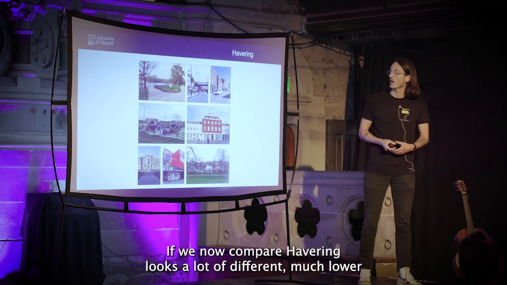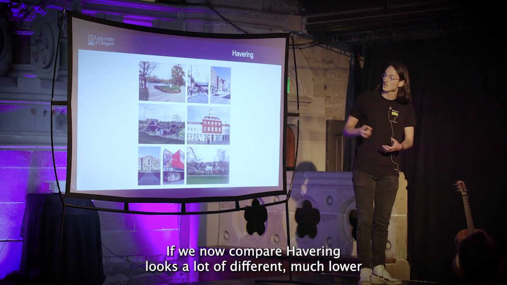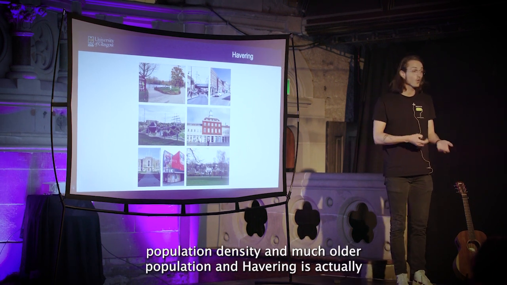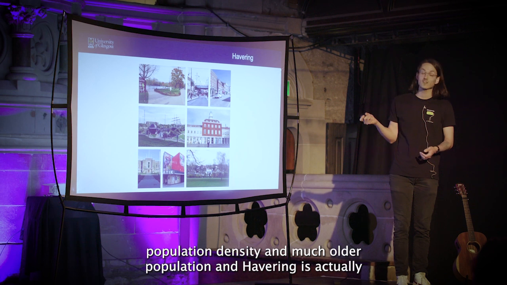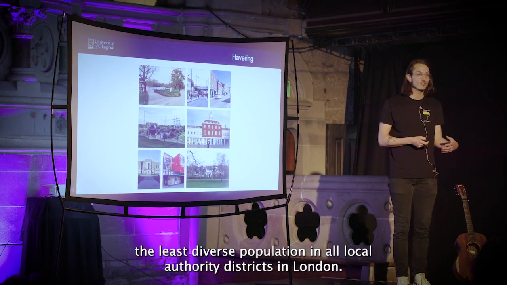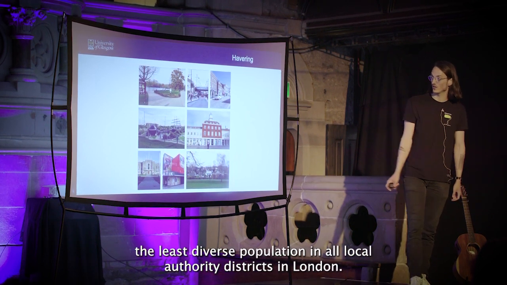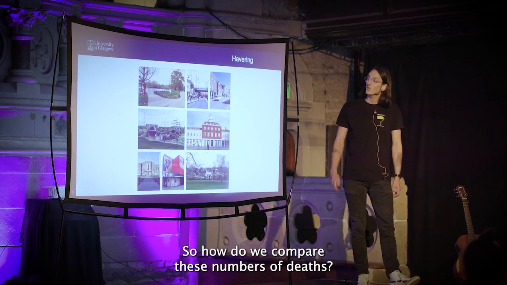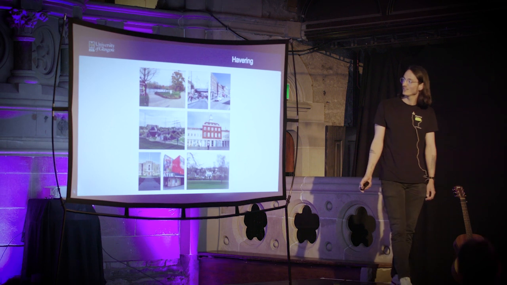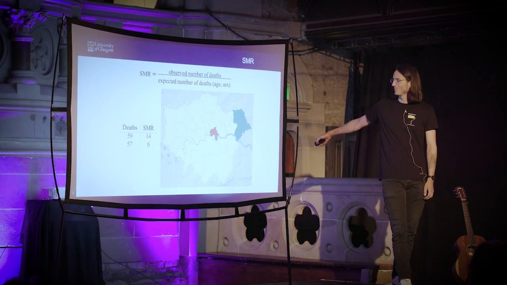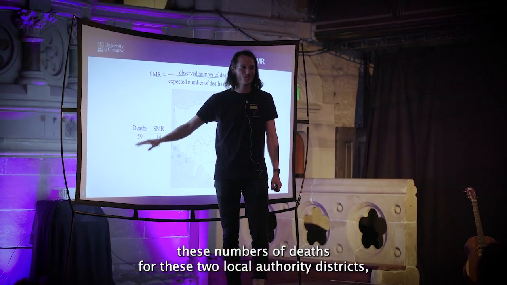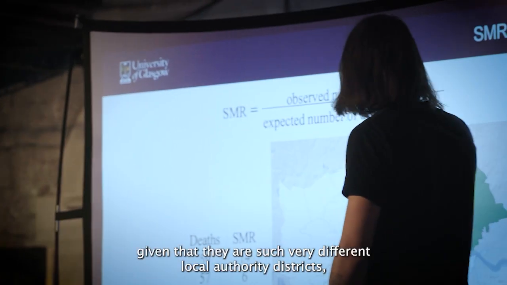If we now compare Havering, it looks a lot different. Much lower population density, much older population, and Havering is actually the least diverse population of all local authority districts in London. So 2 very different local authority districts. So how do we compare these numbers of deaths for these 2 local authority districts, given that they are such very different local authority districts?